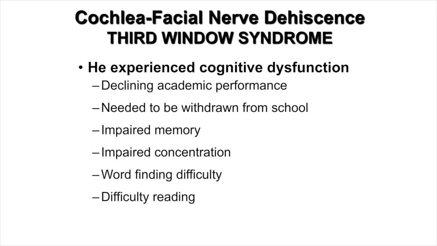He was experiencing cognitive dysfunction. Not only did his academic performance decline, but his family needed to withdraw him from school. His memory was impaired, as was his concentration. He had difficulty finding the right words and also experienced difficulty in reading. Many patients with third window syndrome will describe the words floating on a page and unable to come in.